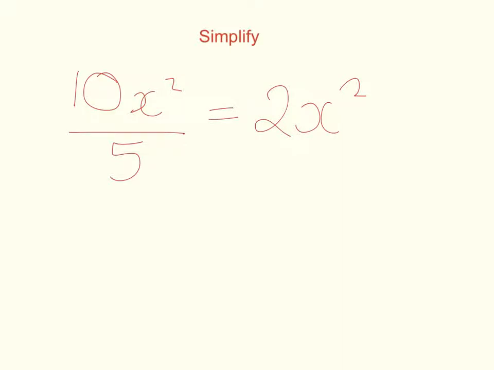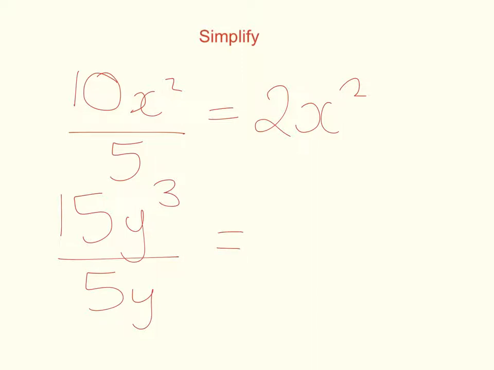If we have a look at another example where we have 15y cubed all divided by 5y. This time both my numbers and my letters can be divided. So 5 divides into 15 3 times, y divides into y cubed, and I'm left with y squared. If we remember our laws of indices, it ends up being 3 minus 1, which is equal to 3y squared. You should now be able to complete exercise 23.4 up as far as question 10.